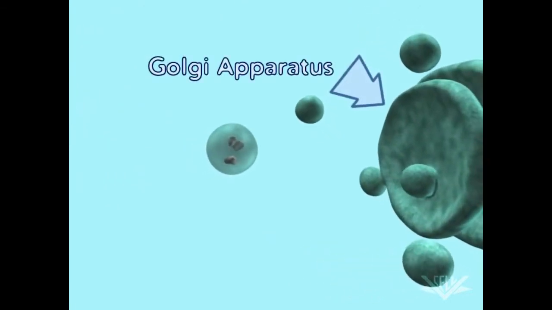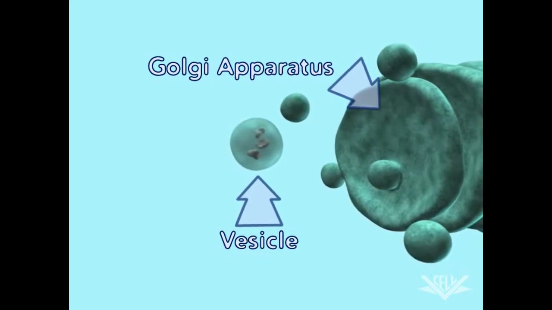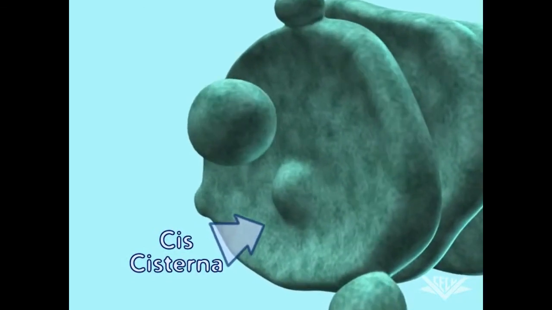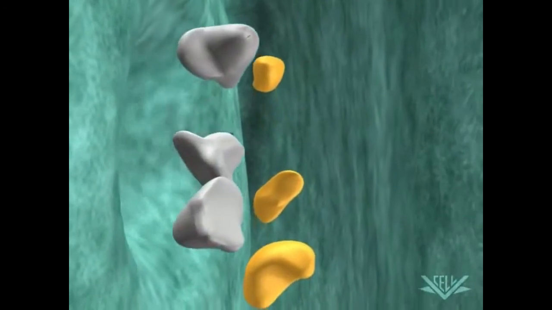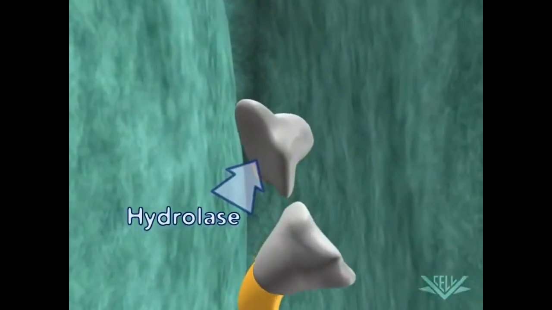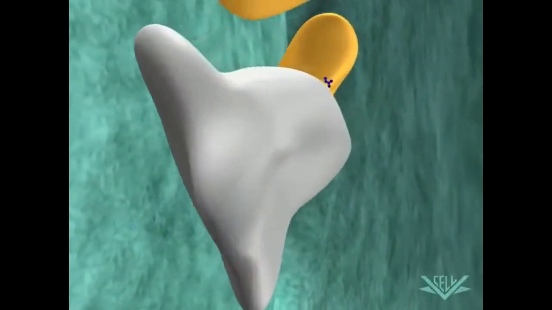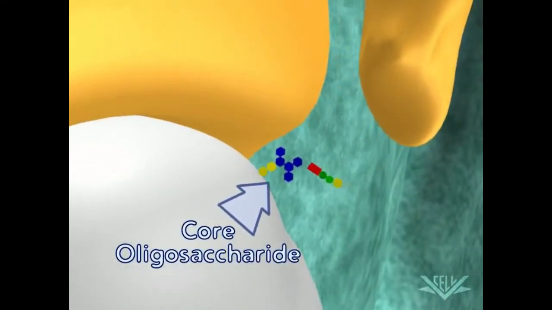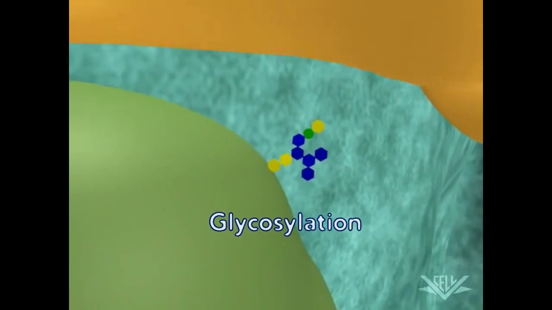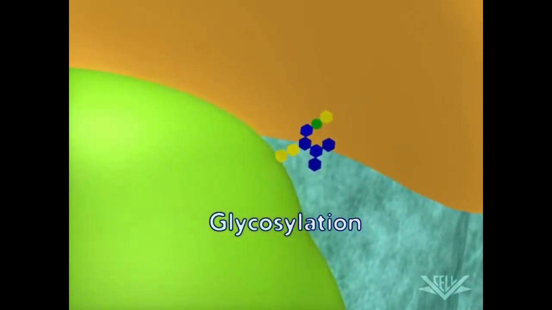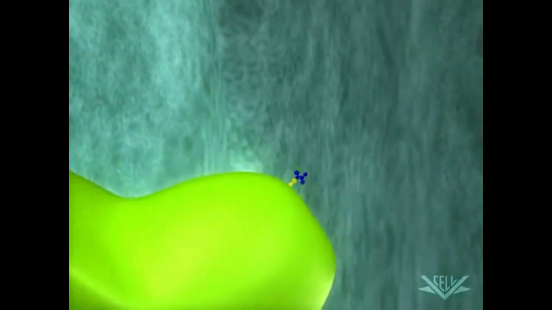First, the hydrolase is delivered from the ER to the Golgi apparatus via a vesicle. While it is being transferred through the ER and cis-cisterna of the Golgi apparatus, the modification of the sugar core oligosaccharide begins. The term for this process is glycosylation. Here we show two steps involved in the production of the mannose-6-phosphate signal. In humans, defects in Golgi glycosylation can lead to specific diseases.